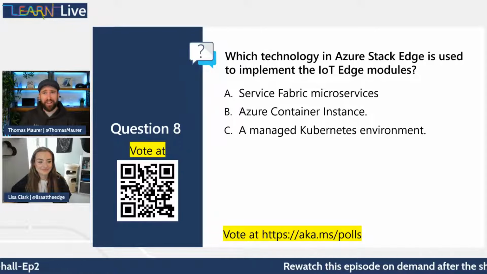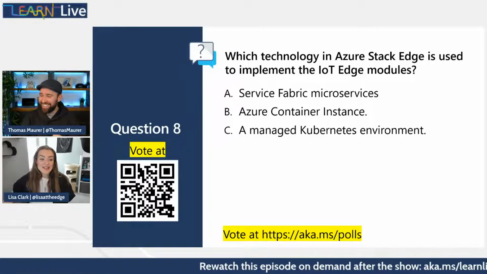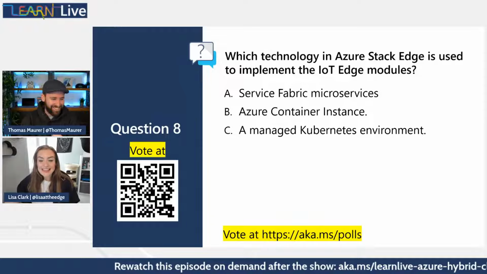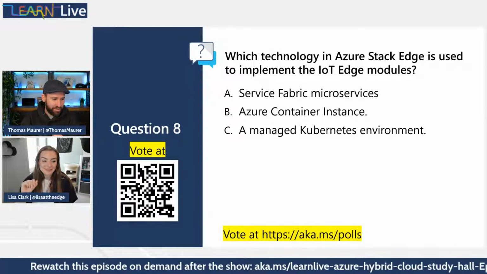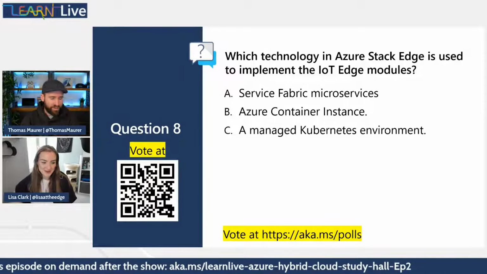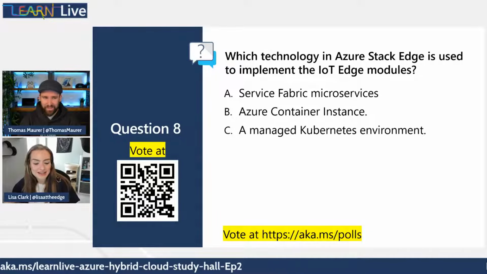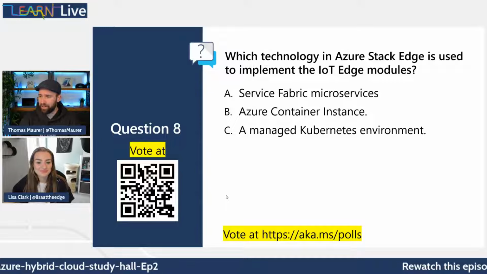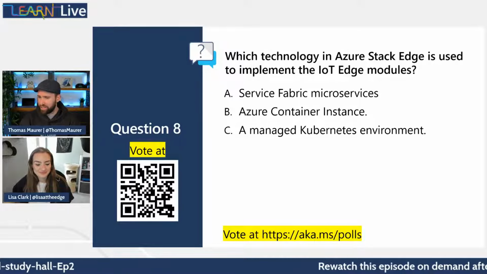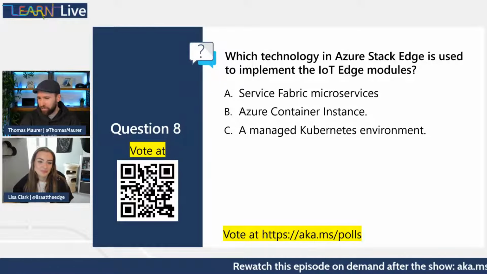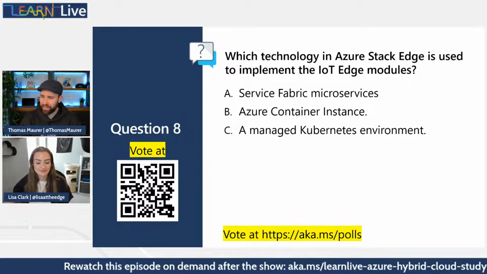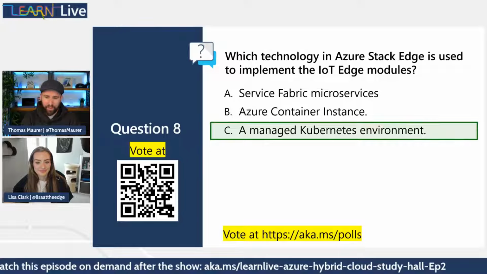Did you pay attention to the graphics? So I think that it's C, but I am not 100% sure. This is the one I was a bit unsure about, but I think it's C. Yeah, it's a fair question. In theory, all of these are possible, I would say, but it definitely is C. It's the managed Kubernetes environment.